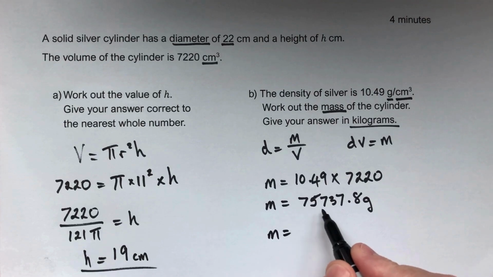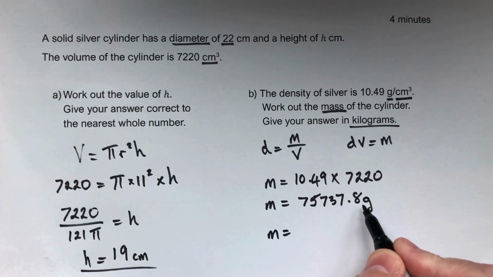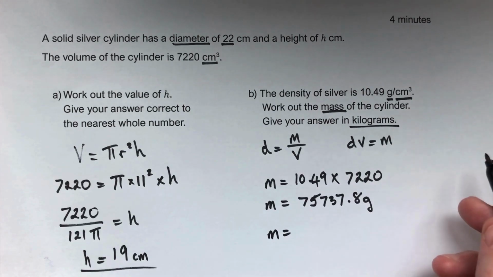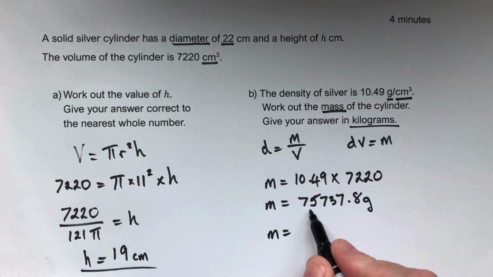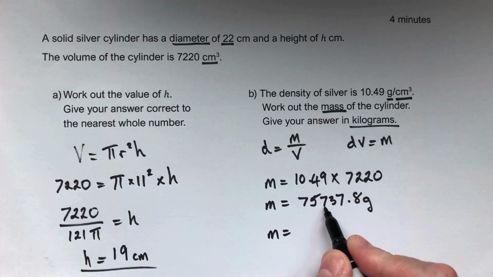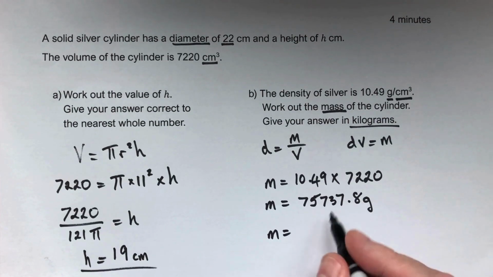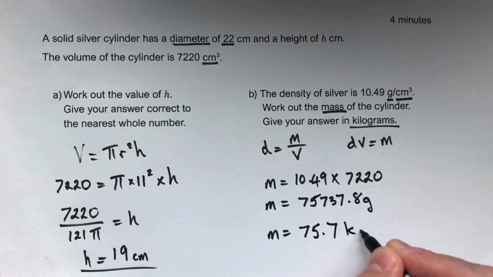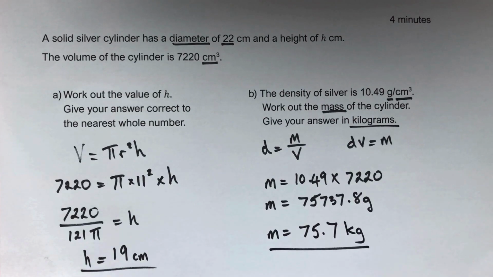Now that will give us 75.7378, and it doesn't say how to round, so if in doubt, go for 3 significant figures. That'll be 75.7, because the 7 is only followed by a 3. So we're going to say it's 75.7 kilograms. And we've finished.